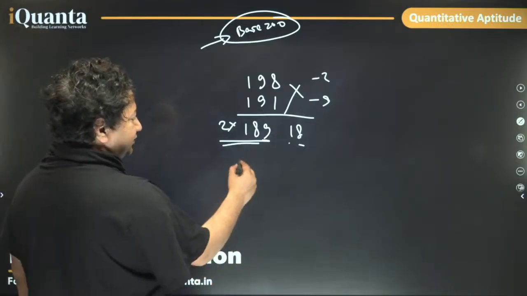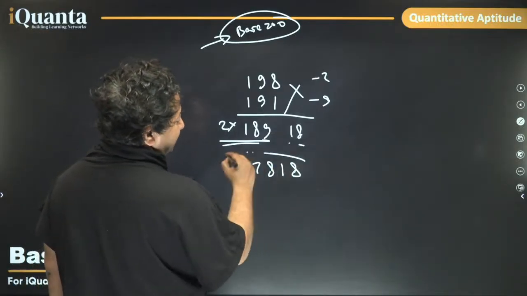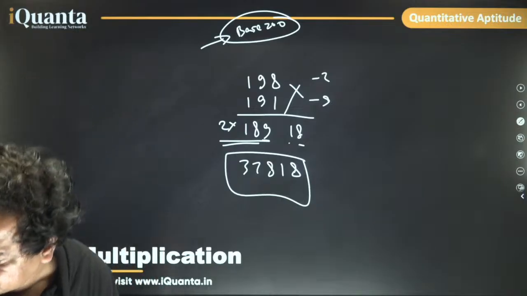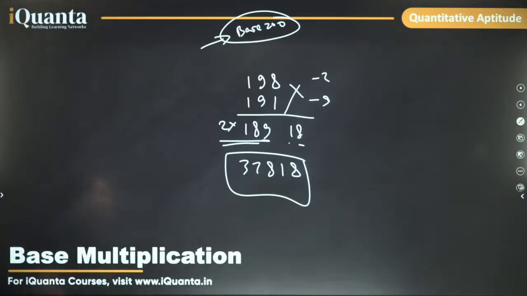So we have 37818 as the correct answer. Clear? 198 is 2 less than 200. 191 is 9 less than 200.